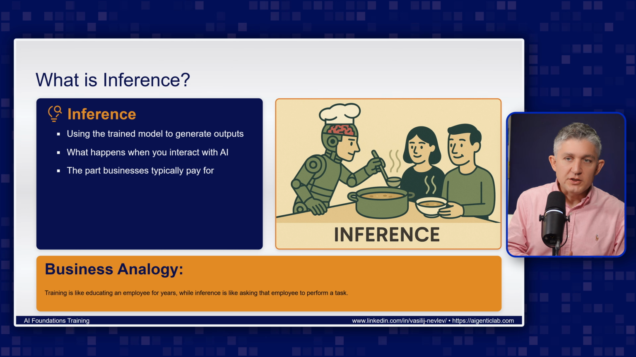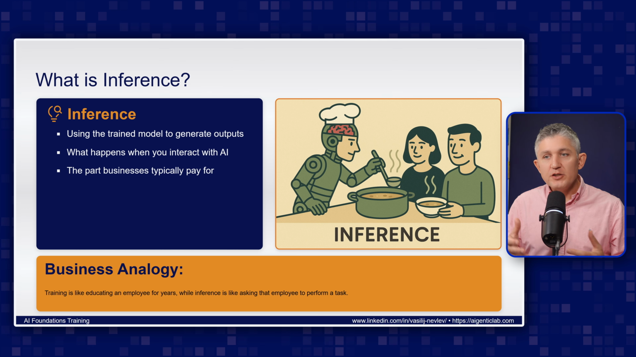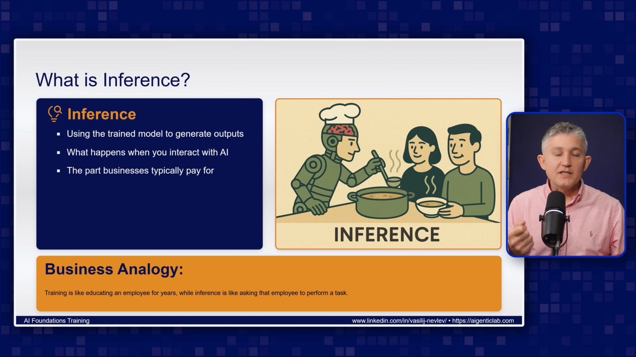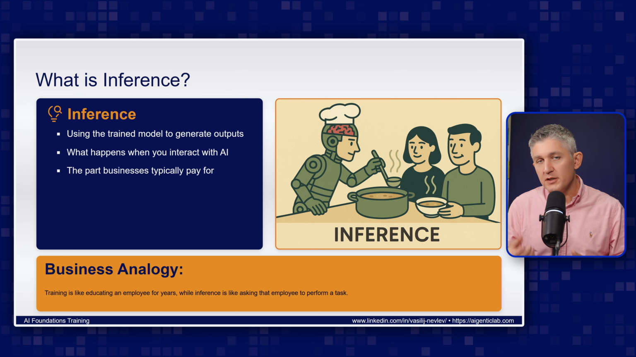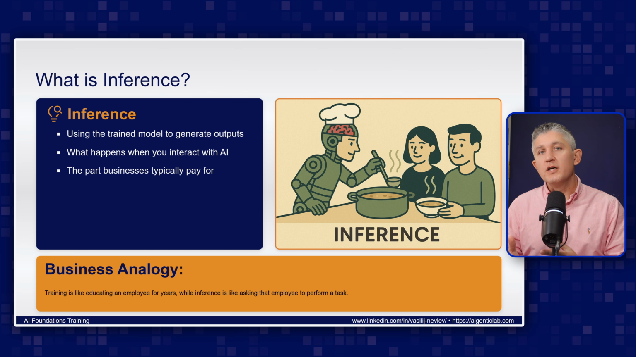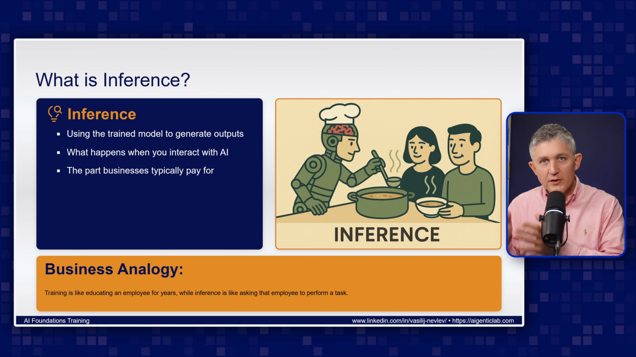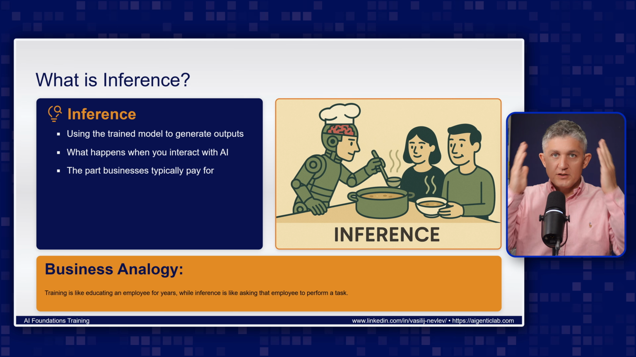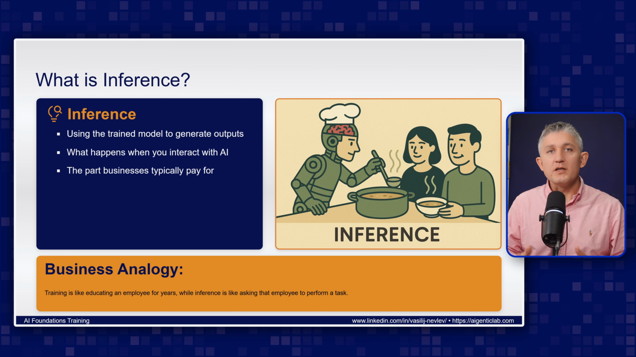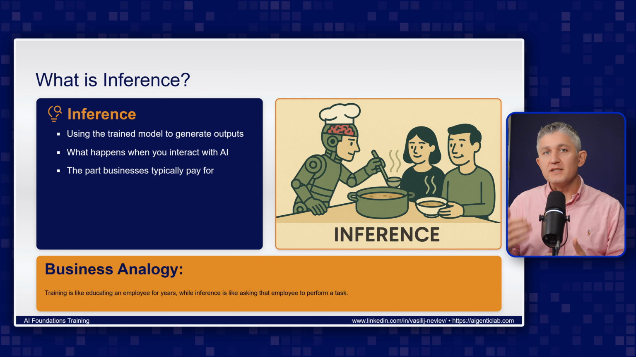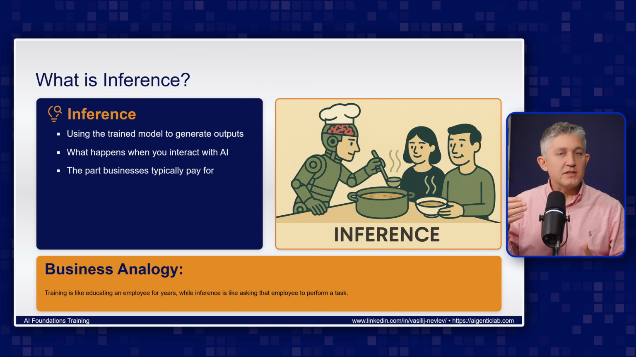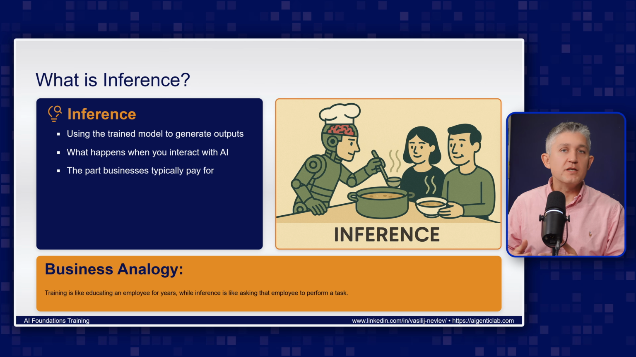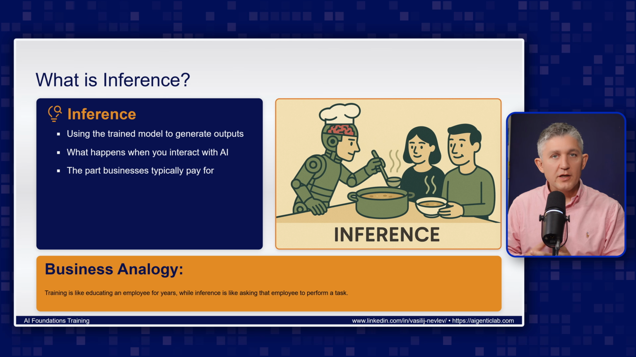So business analogy, training is like educating an employee for years, while inference is like asking that employee to perform a task. Imagine you take a junior employee, you train them, you send them the training how to write good sales email. Now that junior employee has its brain, which is a form of neural network, and when it comes back from that training, he sits down and writes a better sales copy. That junior employee is doing inference. It's exactly the same with the large language models.